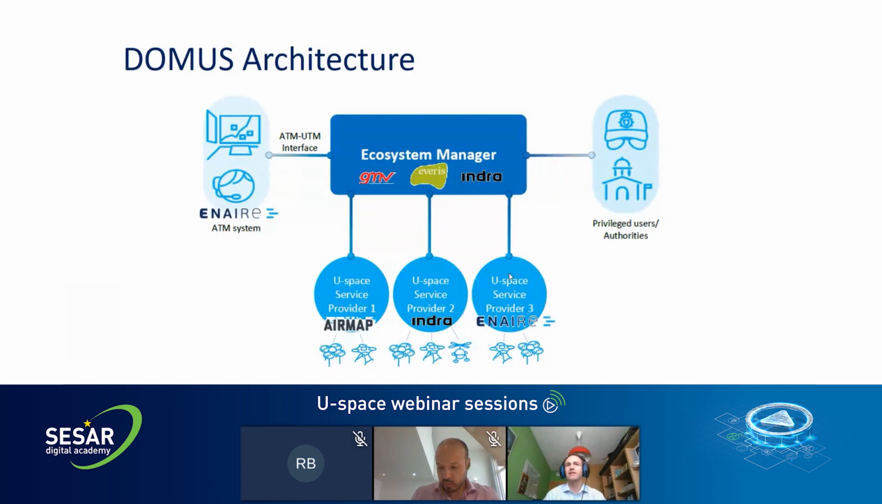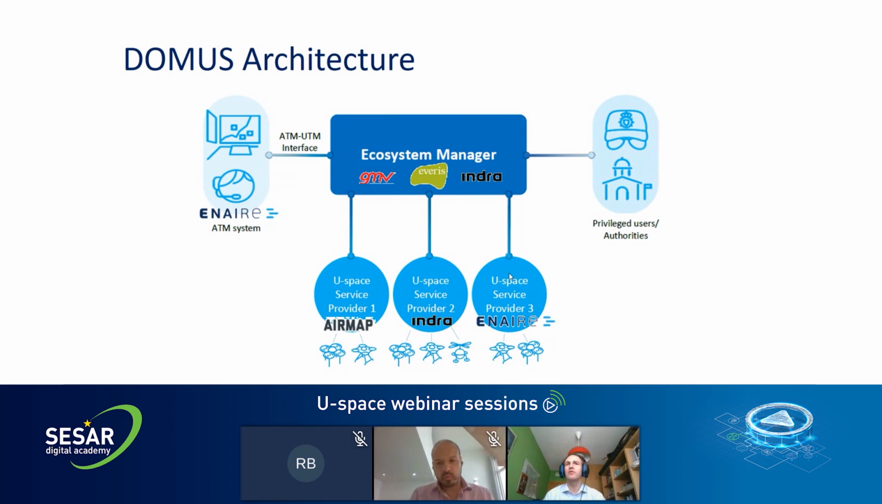As you can see on the left, the ecosystem manager acts as a proxy between the USpace and their traffic control system. That means that neither the drone pilot nor the USpace service provider can talk or exchange data with their traffic control. This has to be done through the ecosystem manager. It's very similar to the common information service that is in the opinion, actually.